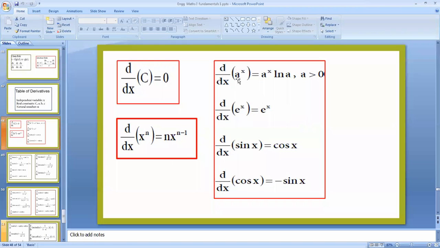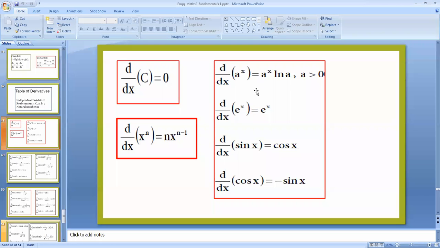Okay. So next is what? d by dx of a raised to x. It is what? a raised to x into log of b. How you are getting there? a raised to x into log of b. Sorry, a raised to x into log of a.